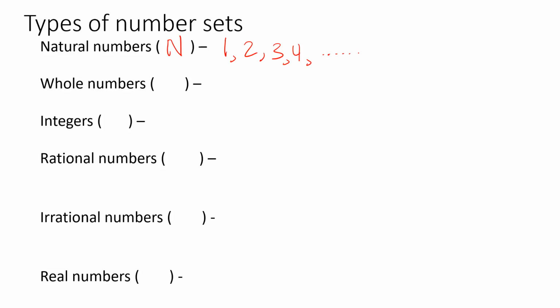Whole numbers. We use a capital letter W to denote whole numbers, and whole numbers are natural numbers plus zero. So whole numbers are 0, 1, 2, 3, 4, etc., going on forever. Integers. Integers are positive and negative whole numbers. And we use a capital letter Z, not I, but Z to denote integers. And like I said, those are positive and negative whole numbers.